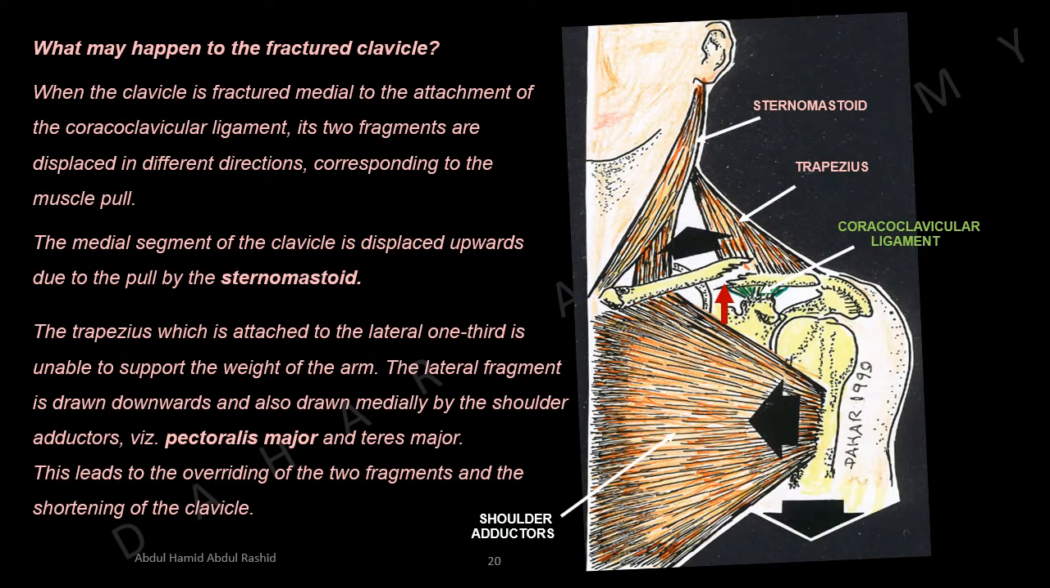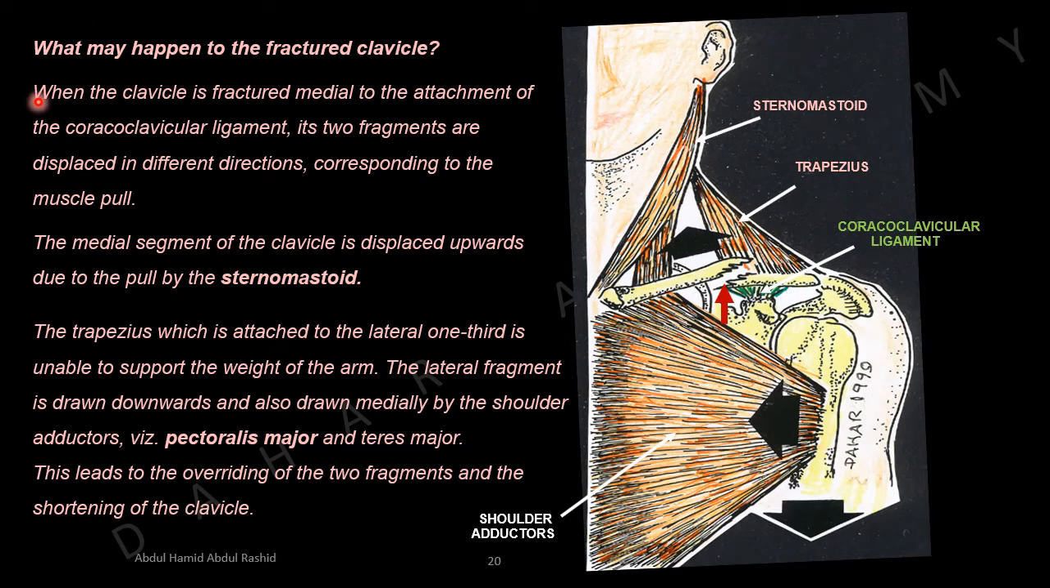What may happen to a fractured clavicle? Look at the diagram. This is the clavicle, this is fractured, and this is the medial part, and this is the lateral part. The lateral part is attached to the coracoid process by the coracoclavicular ligament. The medial part is attached by the sternocleidomastoid muscle. The lateral 1/3 is attached by the trapezius muscle.